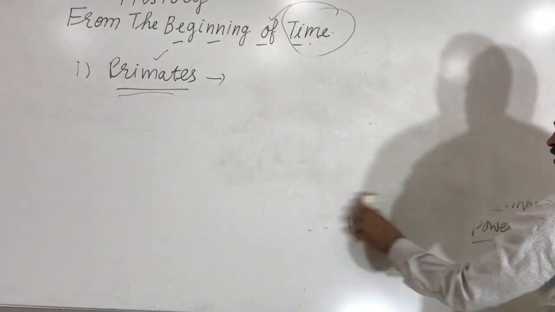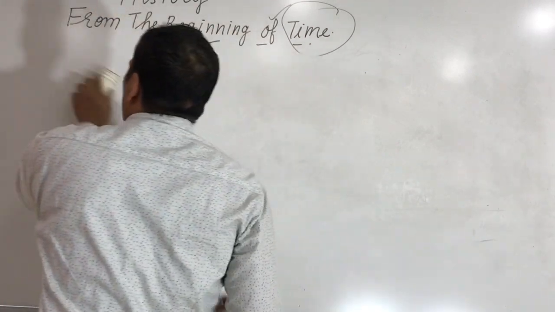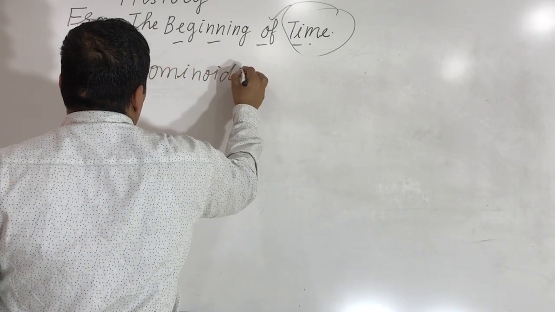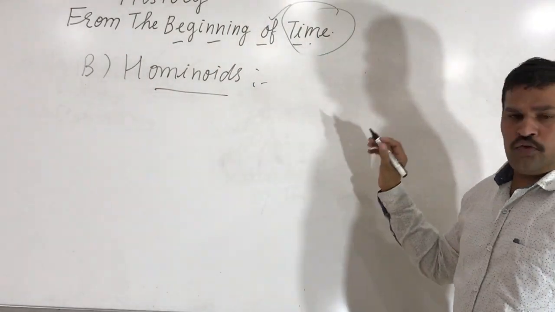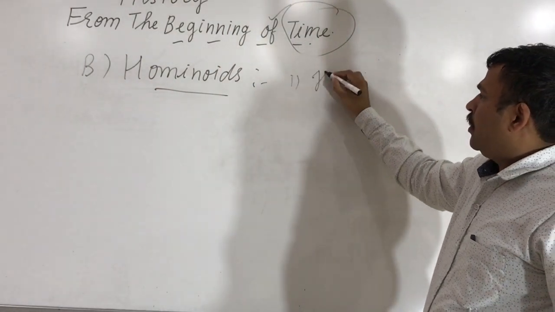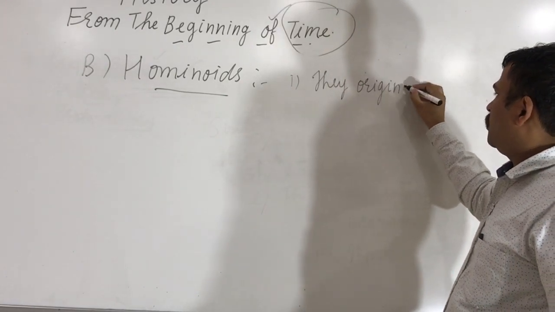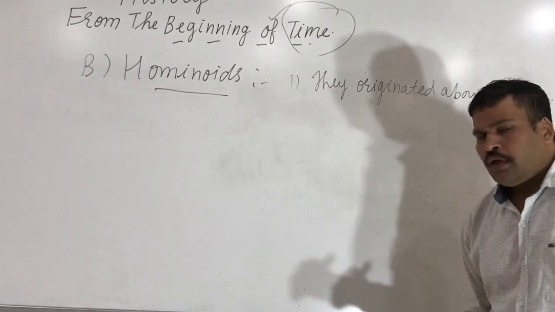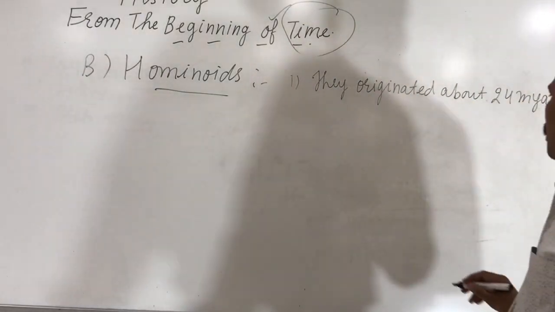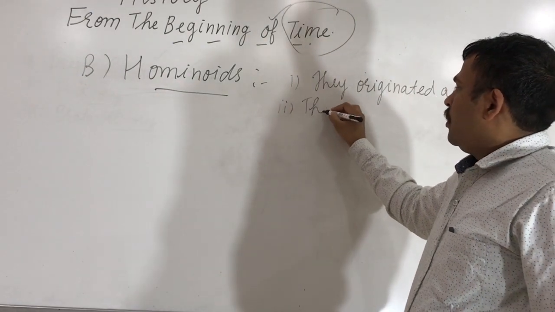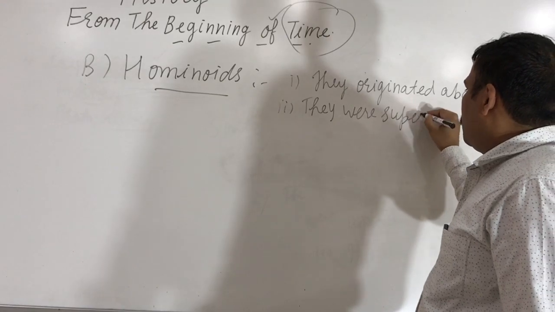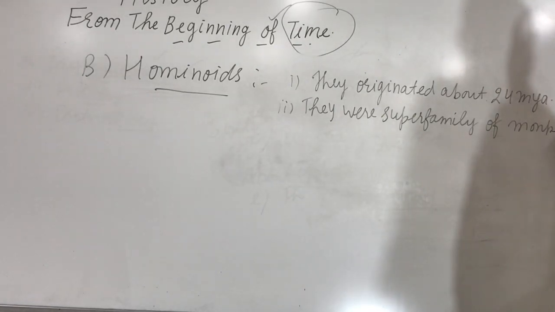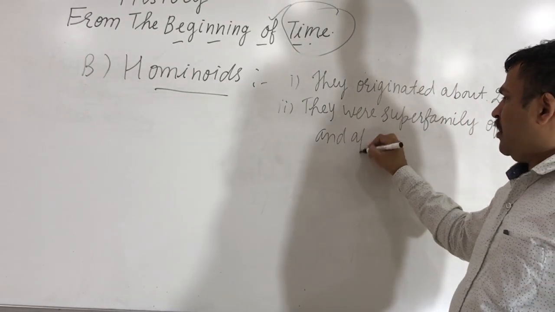Now, the second thing that we will discuss is the hominoids. This is also a modified form of the primates, which originated about 24 million years ago. They were the superfamily of monkeys and apes. Now you can see which types.